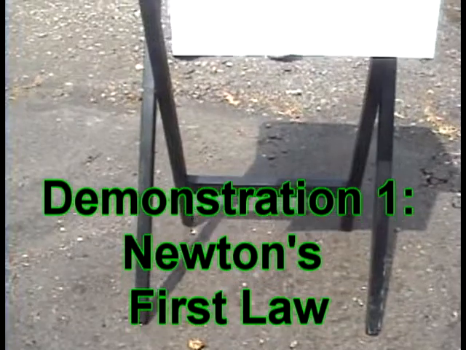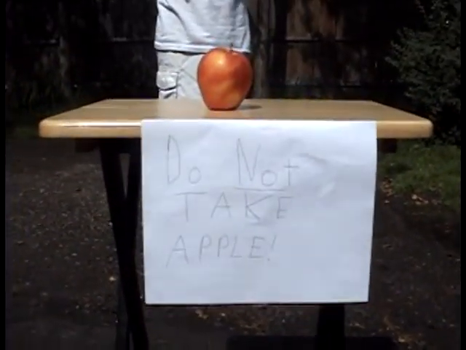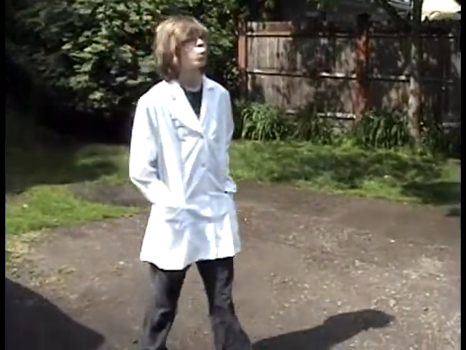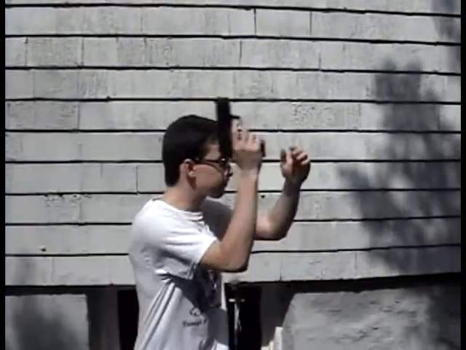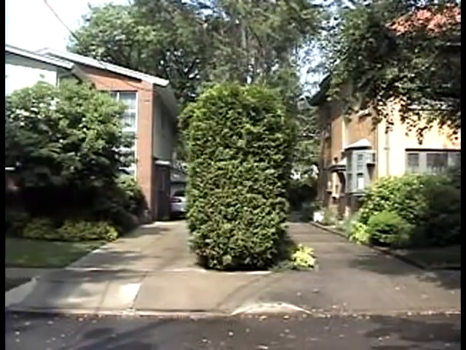Our first demonstration will be of Newton's first law. Our test subject will be a police officer who is unaware of our demonstration. We have to lure the police officer to come to where we need him. Our scientist has been more than a good sport by agreeing to do this.